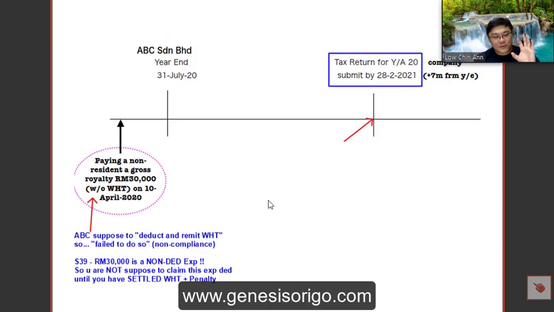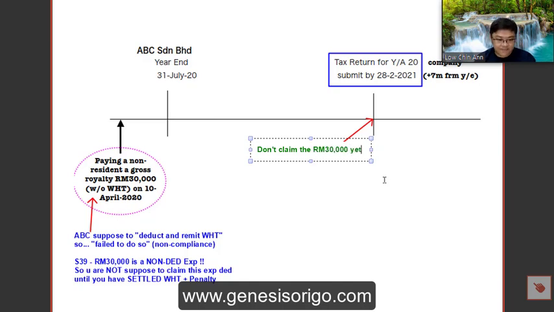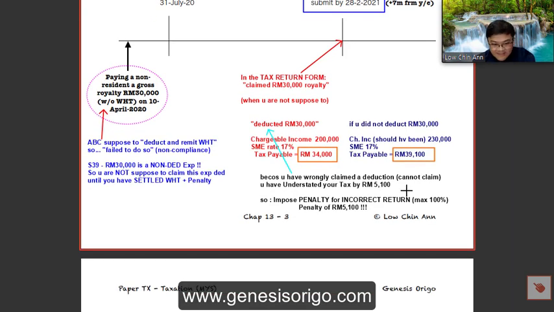Now, going back to the same diagram, if you are the tax agent, what is the right thing you must advise your client? When you submit the tax return, you tell your client, don't claim the 30,000 yet. Cannot claim. You tell your client, sorry, this 30,000, don't claim. Your client says, 30,000 is a lot of money. Yes, you cannot claim first, because if you claim, you're going to get a penalty for incorrect return, which is this problem that you're seeing on the screen. So tell your client, don't claim.